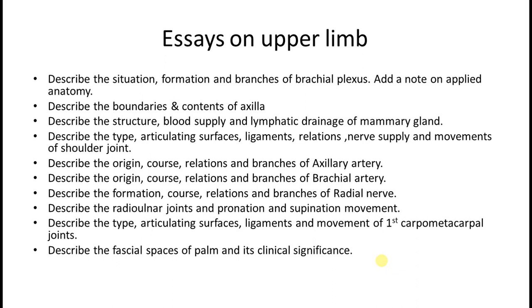So I have discussed the surface marking of the lower limb, mainly two veins, the great and small saphenous veins, two arteries, the femoral artery and dorsalis pedis artery, then the sciatic nerve. I have also discussed the femoral vein along with the femoral artery. Now I have enumerated some important essays and short notes on the upper limb as well as the lower limb.